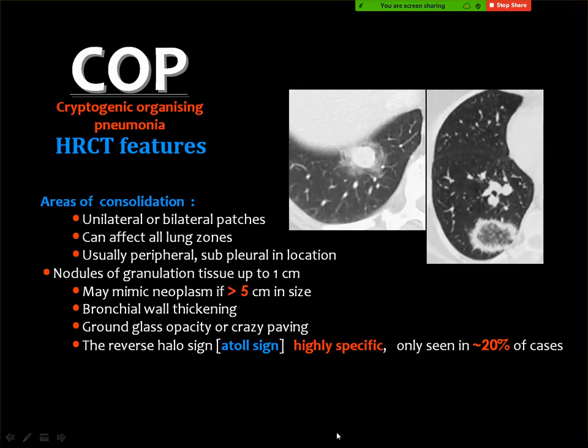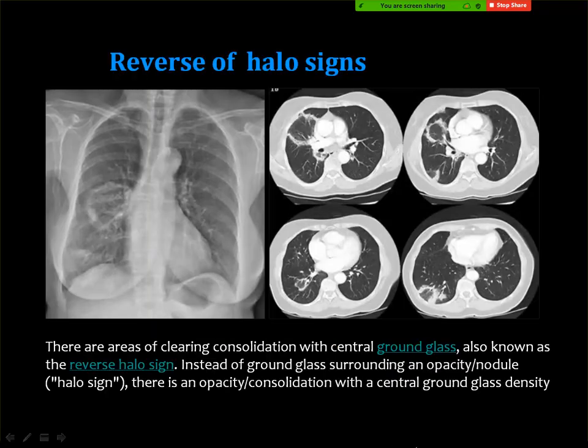Also, if you see pneumonic patches that are not responding to antibiotics, and you think of one of two, acute eosinophilic pneumonia or cryptogenic organizing pneumonia, then you go for the blood culture or the bronchial lavage. If you see eosinophilia, you select the first one, acute eosinophilic pneumonia. If you do not see it, then you think of cryptogenic organizing pneumonia.